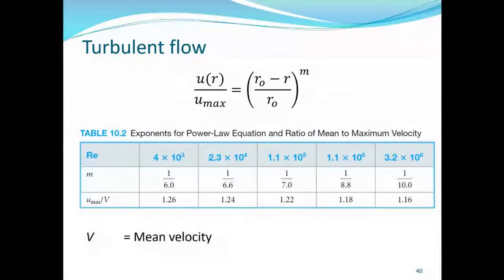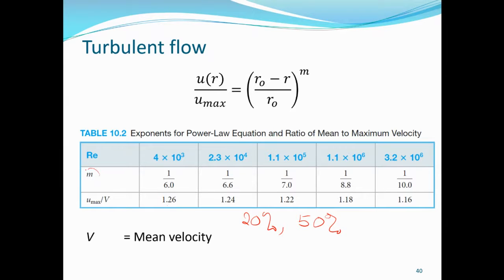We will show a table, depending on the Reynolds number. This is the value of m, 1 over 6, 1 over 6.6, and in this case the maximum velocity over the average is 1.26, 1.24. So you can see this is 26% greater than the average velocity, then 24%, 22%, 18%, 16%. So on the average, for turbulent flow, the maximum velocity is greater than the average velocity by just 10 to 20%, while for laminar flow it is greater by 50%.